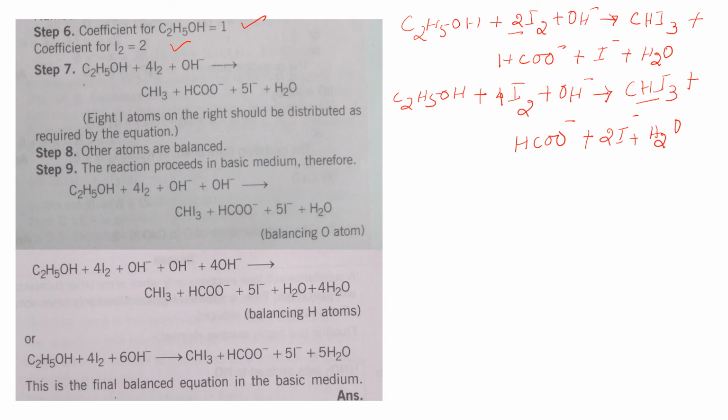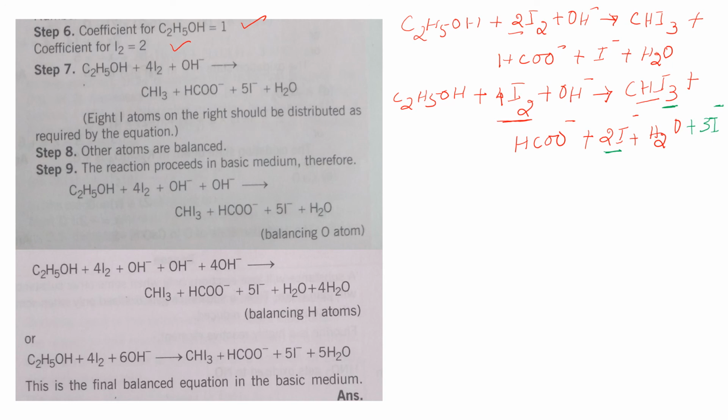Left hand side we are having 8 iodine, and in the right hand side we are having 3 iodine here and 2 iodine here, so it is 5. The right hand side is deficient of 3 iodine. So what I have to do, I have to add 3I minus here. If I add 3I minus here, it will not disturb anything.